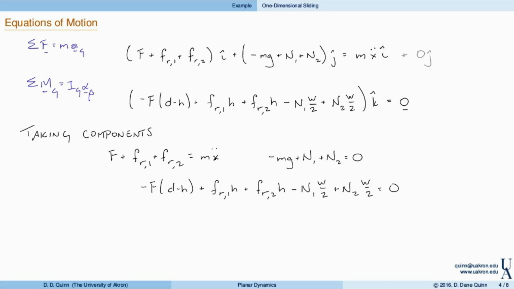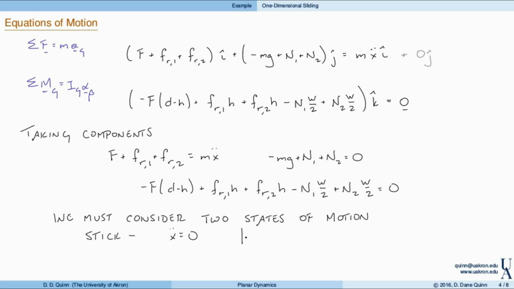Now, friction has two cases. One of them is stick and one of them is slip. So we must consider these two cases separately, or we must consider these two states of motion. So in the case where the block sticks, there's no motion, and x double dot is equal to 0, with the constraint that each friction force is less than or equal to mu times the corresponding normal load, or we have slip. So when the block slips, the magnitude of x dot is greater than 0.